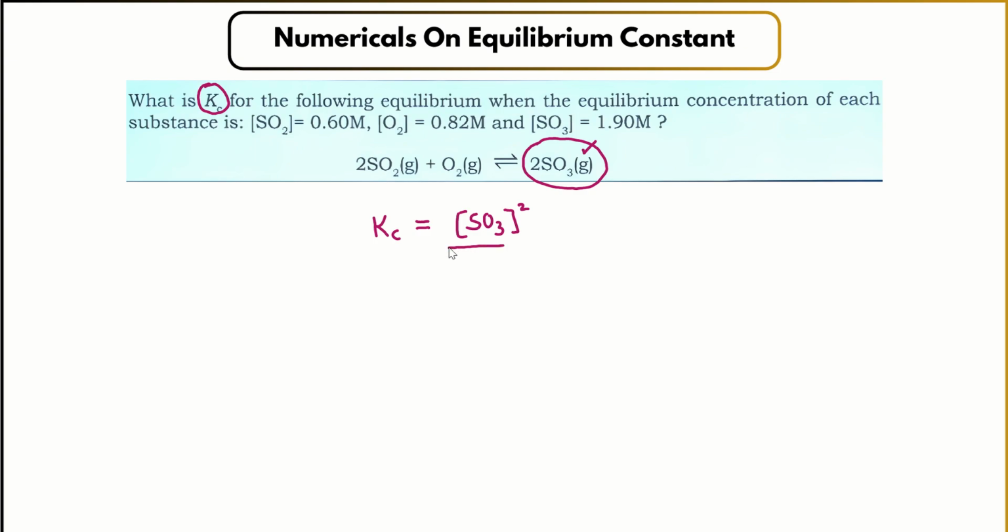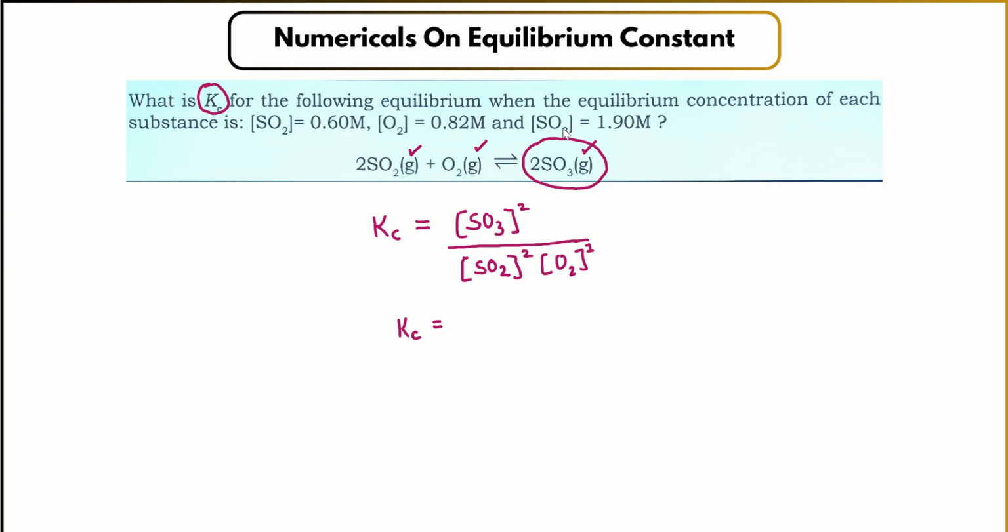Now we have to take left hand side, the reactant side. Product side we have taken. Reactant side is the left hand side, and we have to check whether everything is gas. Yes, everything is gas. We will take both these numbers into consideration. So we will write SO2 raised to the power 2 and O2 simply raised to the power 1, or you can ignore it also, okay. Now you have to just put the values which are given in the question.